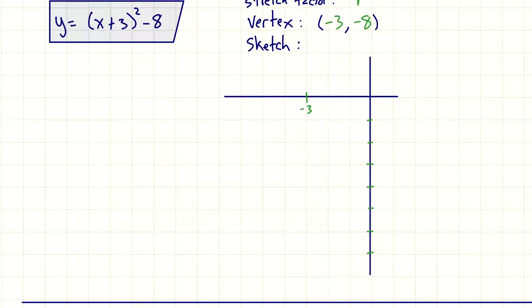Wow, I don't even know if I have enough room. -8. So this is going to be -3, -8. This is way down here. That's pretty low. So this is our vertex, right? This is our vertex. And I said this was positive, so it is going up. So we should have a point here and here. Scale factor was 1. So I happen to know these points.